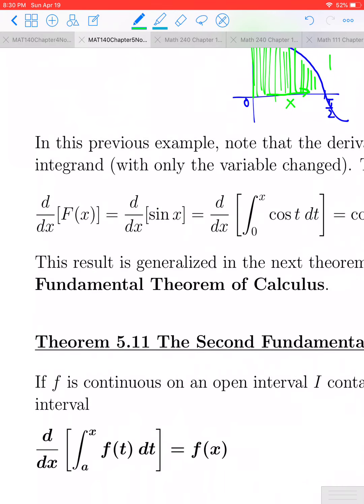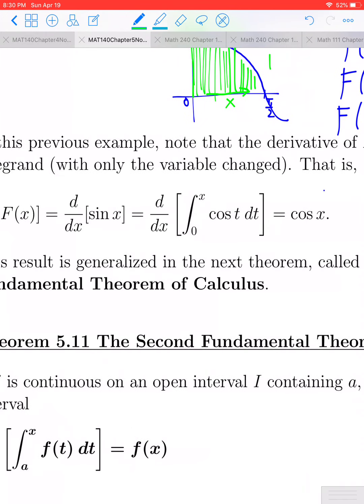So one of the things, if we take d/dx of capital F of x, this would be equal to the derivative of sine of x. So if I take the derivative of this new function capital F, it's just the derivative of sine of x, and we know that the derivative of sine of x is going to be the cosine of x. How does this derivative of that starting function compare to the new function of x we get? Well, it looks kind of like the integrand, but with a variable change. Instead of having the variable t, it has the variable x.